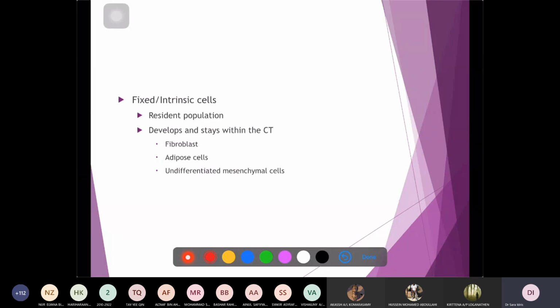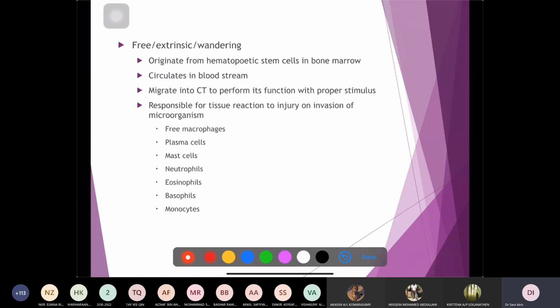The types of fixed cells that you have are fibroblasts, adipose cells, and also undifferentiated mesenchymal cells. So we'll be looking more specifically into all these cells. Okay, but for the free extrinsic or wandering cells, they originate from the hematopoietic cells. They originate in the bone marrow itself, and as I mentioned, they will circulate in the bloodstream, so they can wander everywhere around in your body.